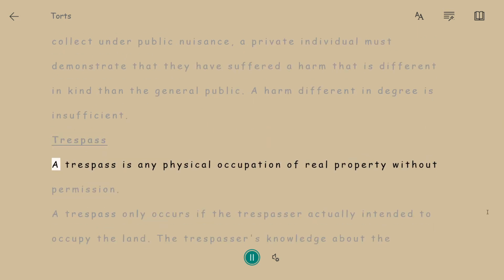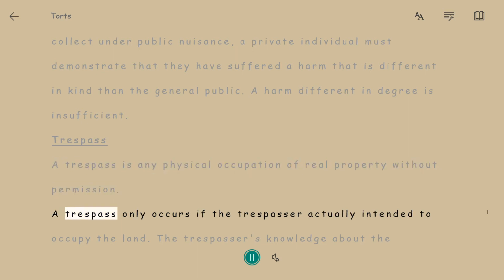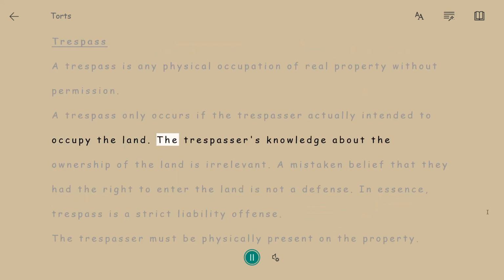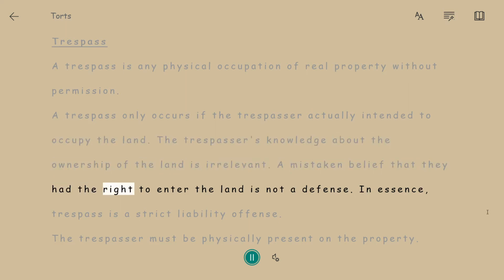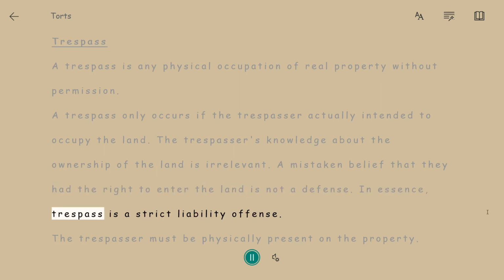Trespass. A trespass is any physical occupation of real property without permission. A trespass only occurs if the trespasser actually intended to occupy the land. The trespasser's knowledge about the ownership of the land is irrelevant. A mistaken belief that they had the right to enter the land is not a defense. In essence, trespass is a strict liability offense.